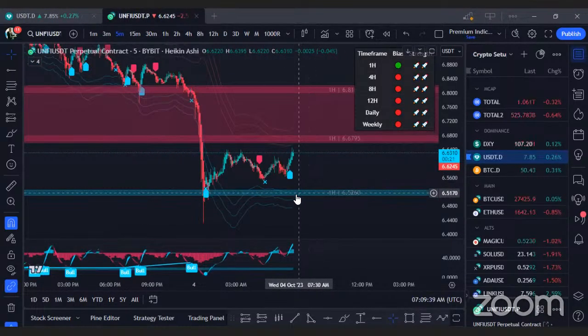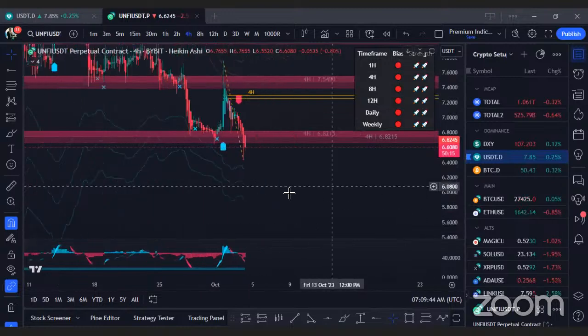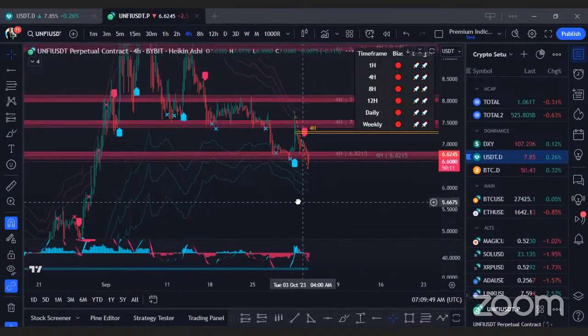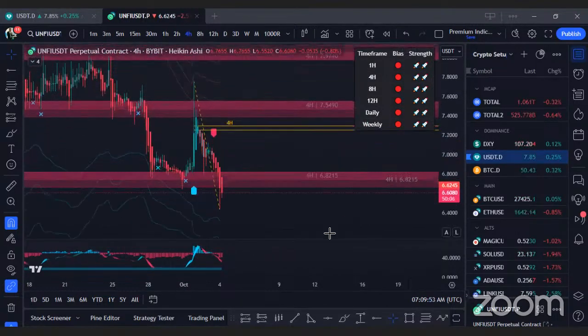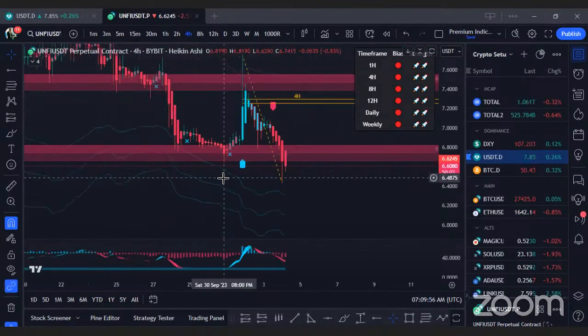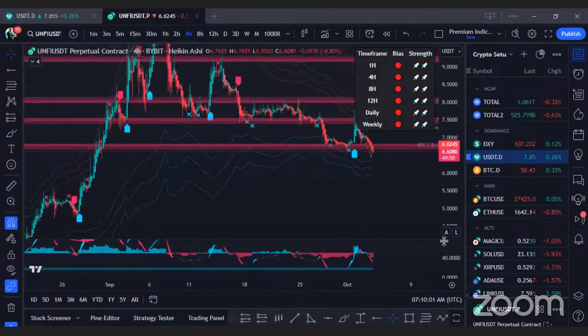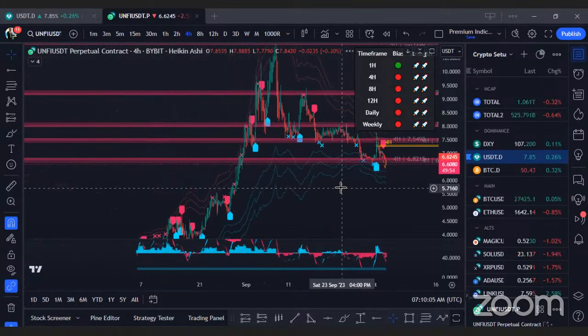So for UNFI, if I look at the higher time frame, what am I looking at? Very bearish, very bearish on this particular token, guys. Okay, so I have an area here where this can actually go beyond. That's what I'm looking at. This resistance level here. Okay, sorry, this support level at this 6.6 level is what you want to pay attention to.